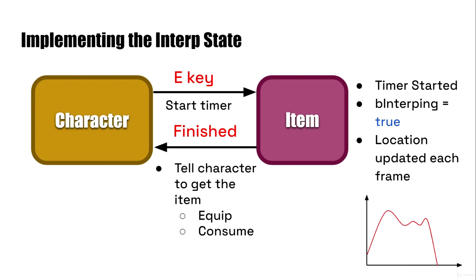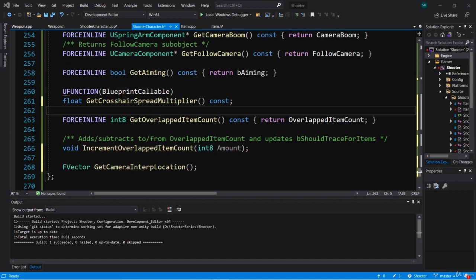and now we're ready for the character to either equip that item if it's a weapon or consume it in some other way if it's some kind of consumable. So our character needs a function that can be called to take care of that. So let's create that function in this video. So we're here in shooterCharacter.h, and we're going to create a function that can be called from the item class that will tell the shooter character to handle a pickup item.